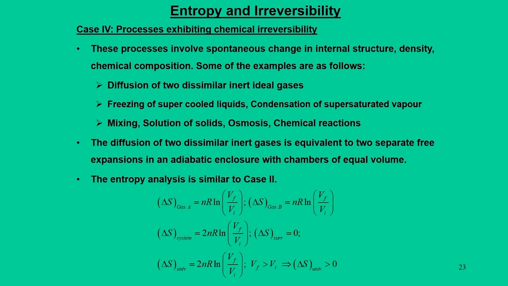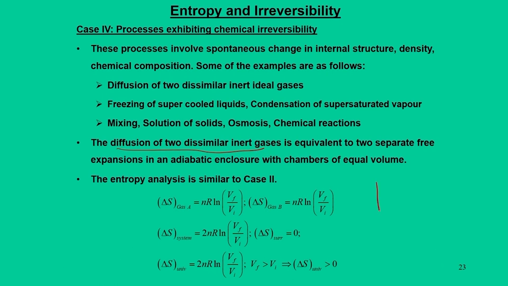And the last one is processes that exhibit chemical irreversibility. Now we are moving into entropy change in a chemical process. That could be a diffusion process, a freezing or condensation process, a mixing of solutions or osmosis process, or any chemical reaction. One typical example is the diffusion of two dissimilar gases.